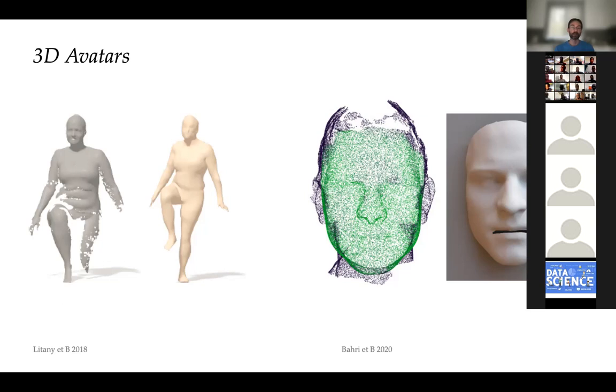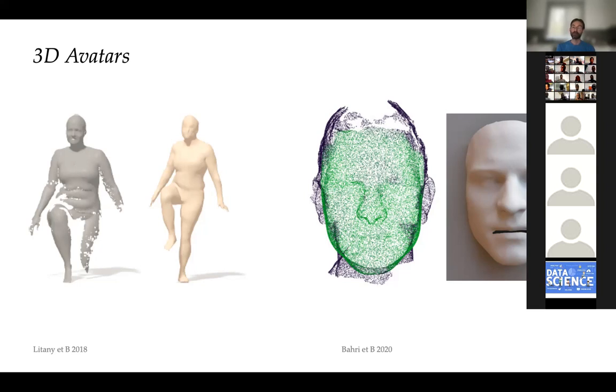So here on the left, you see, I think it's the first instance of a mesh variational autoencoder that we used for shape completion. That's a paper from almost 4 years ago, and now there are much better results. And a more recent paper on face modeling.